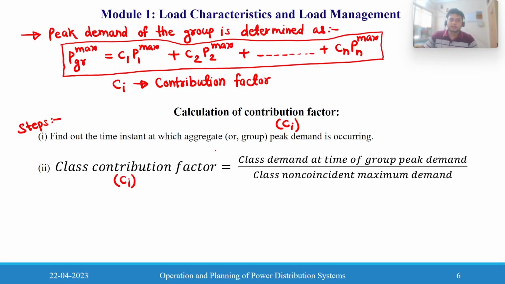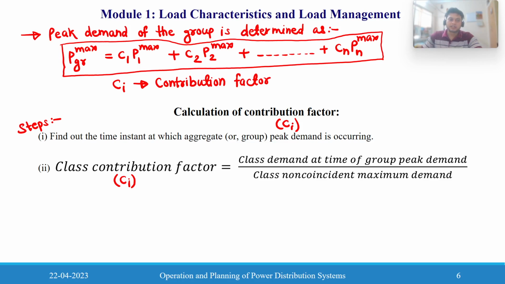From the group peak demand we find the time instant. After that, nothing is related to the group peak demand; we are not using group peak demand for finding the class contribution factor. At that time we see what the class demand is. That will be the numerator, and the denominator will be the maximum demand for that class, that is, the non-coincidence maximum demand for that specific class. I hope you understand this.